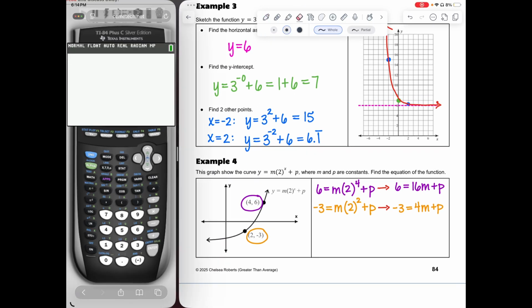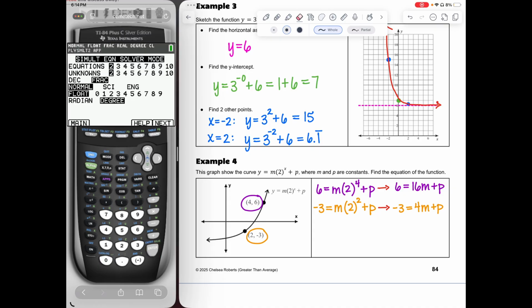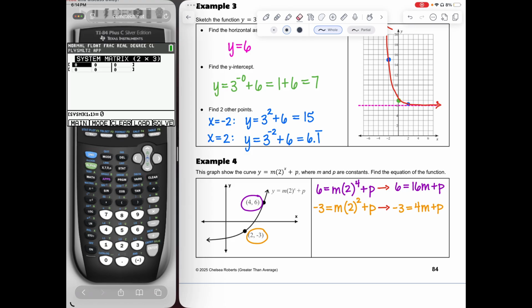So now what we can do is put these 2 equations into the calculator using the PolySmlt 2 app. If we go to apps and go down to the option that has PolySmlt 2, you press enter to start it, and we are choosing the simultaneous equation solver. Remember, simultaneous equations is the same thing as saying systems of equations. So we have 2 equations here, and we have 2 unknowns. So we can then press graph to go to the next menu.